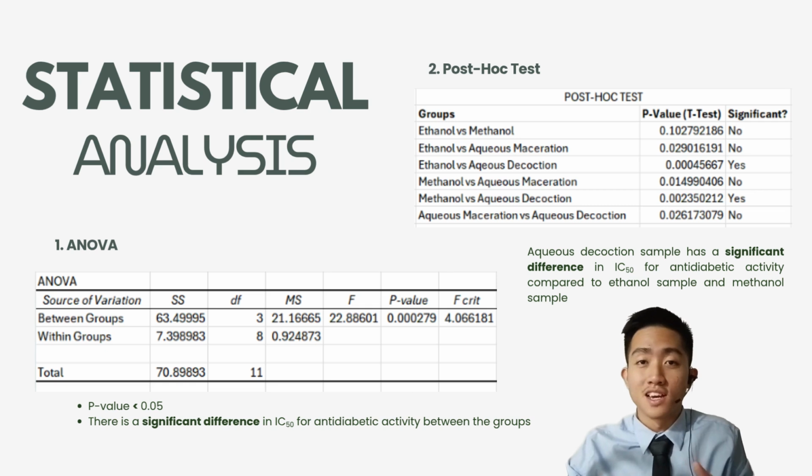For statistical analysis, the ANOVA test shows that there is a significant difference between the IC50 of anti-diabetic activity for each group, where the p-value is less than alpha value of 0.05, and post-hoc test results show that aqueous decoction sample has significant difference in the IC50 compared to ethanol and methanol samples.